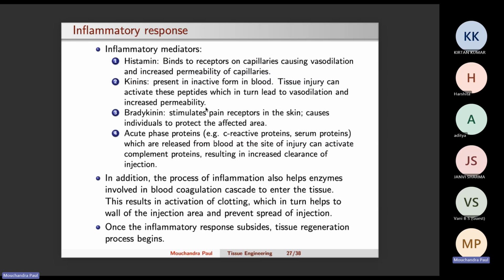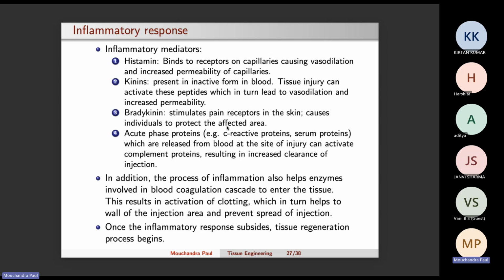These are the proteins which activate the pain receptors in the skin and give you that feeling of pain when you get injured at some location in your body. That pain feeling is because of this particular protein. And that pain is important because it tells us to protect that area well. You should know that area is vulnerable. Now it is time to protect it so that it doesn't get any worse. So these proteins give you that pain feeling.